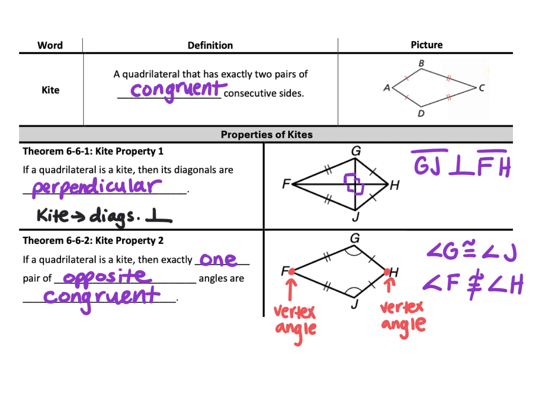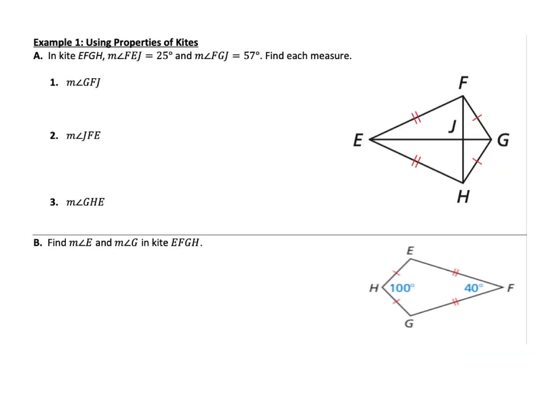The 2 that are congruent are the non-vertex angles. So angle J and angle G are the non-vertex angles. And in any kite, the non-vertex angles are going to be the 2 angles that are congruent. Now that we have these properties down, let's go ahead and solve some problems related to kites.